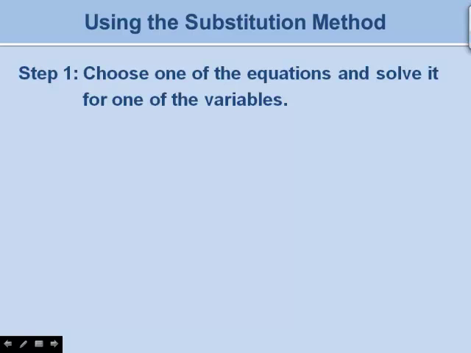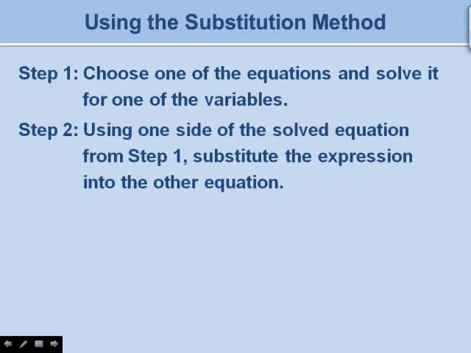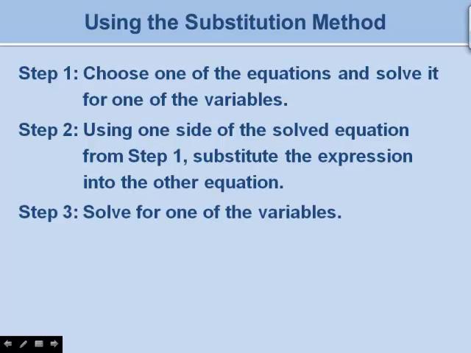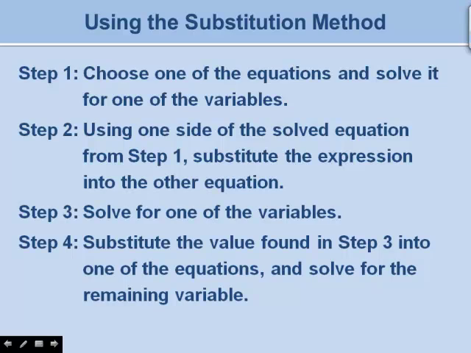First we're going to go through the steps and then we'll look at some examples. Step one for this method is to choose one of the equations and solve it for one of the variables. Step two is that we use one side of the solved equation from step one and substitute the expression that we came up with into the other equation. Step three is to solve for one of the variables. Step four is to take the value that we found in step three, substitute it into one of the equations, and use that to solve for the other variable.